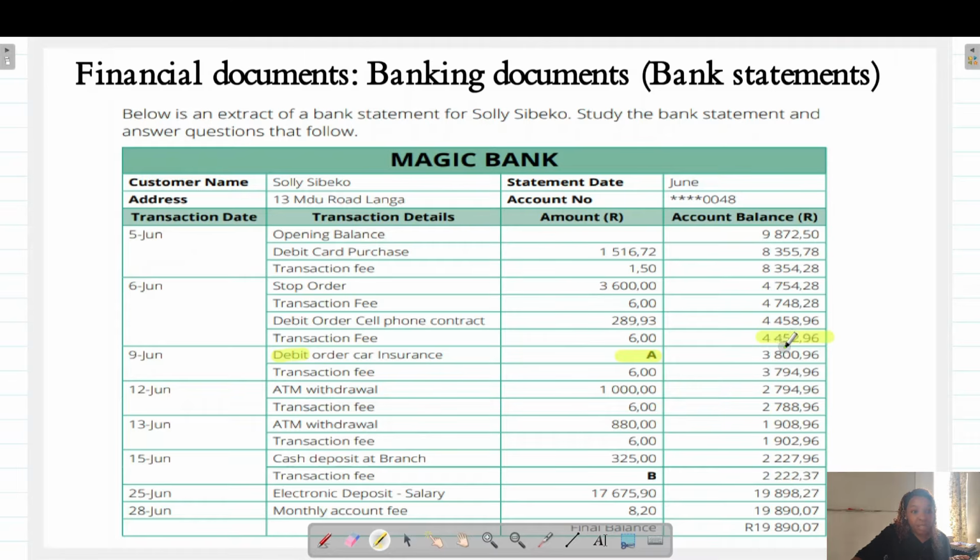So he had 4,452.96. A debit order went off and paid for his insurance of a particular amount. So minus A amount was subtracted from his account, and this is how much he was left with. What is the value that was subtracted? He had 4,452.96, and A rands was subtracted from his account because it was a debit order, and then he was left with 3,896. So what is the value of that A?